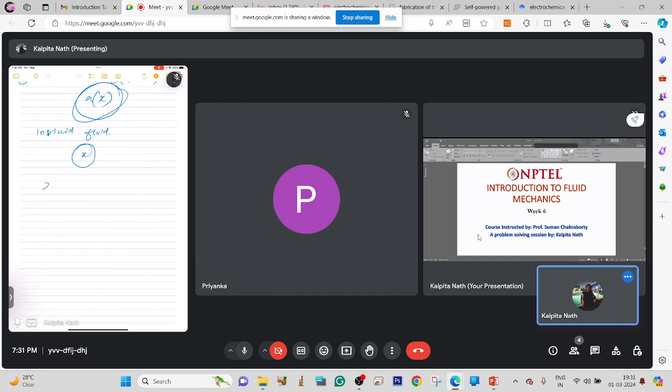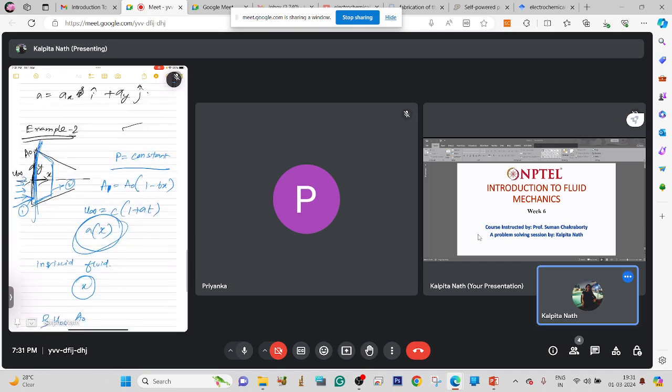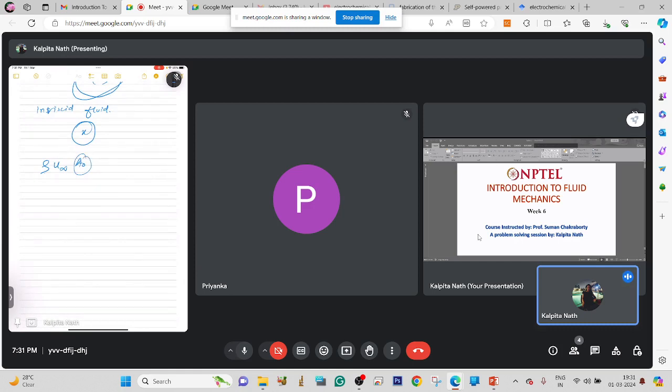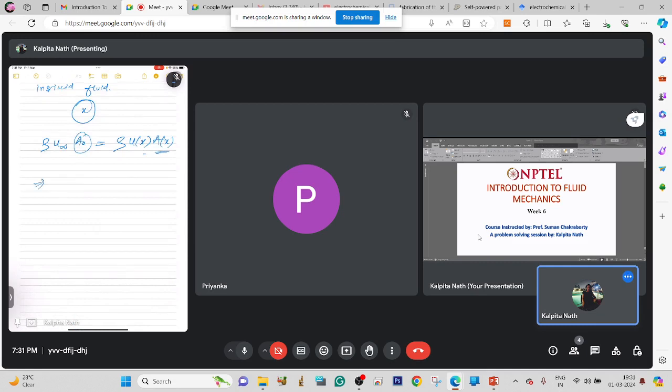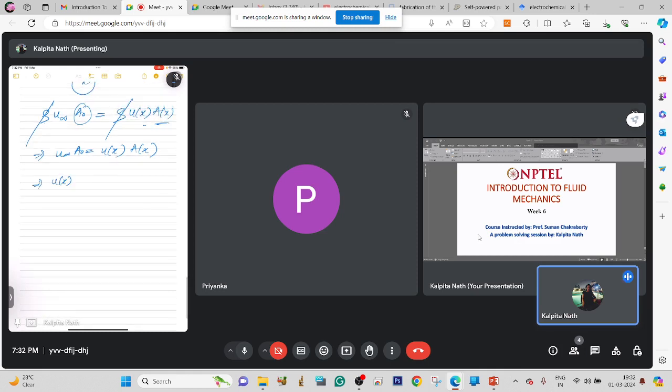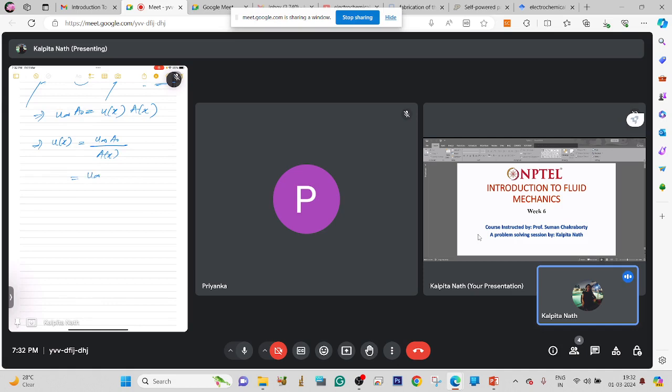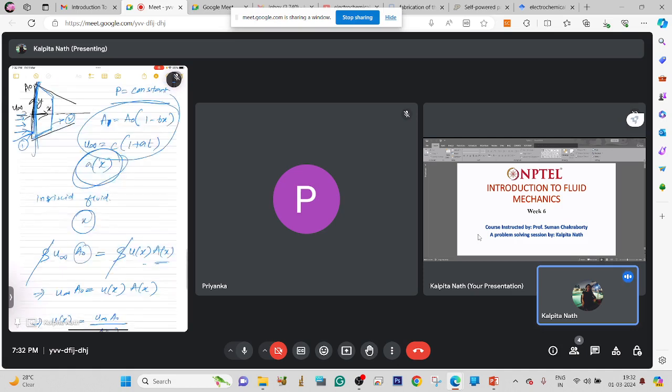From the continuity equation we can again write the mass balance as rho u infinity a naught entering at side 1, where we have considered the area as a naught, with the uniform velocity u infinity entering. What leaves from side 2 will be rho ux times the area, because we don't know the velocity exiting there or the area, but the area function is given, so we'll use that. Since the flow is inviscid, density cancels out, so u infinity a naught equals ux times Ax. We get ux as u infinity a naught upon Ax, where Ax is given as a naught into 1 minus bx.